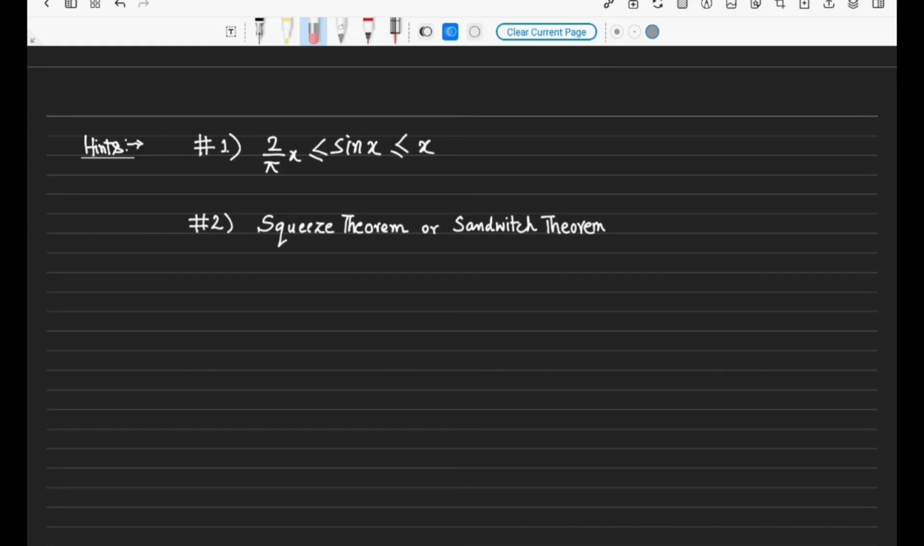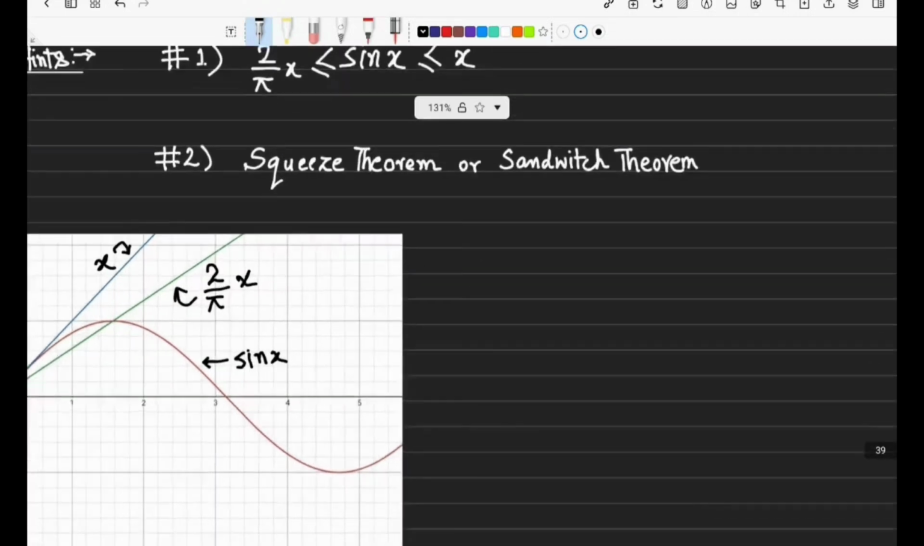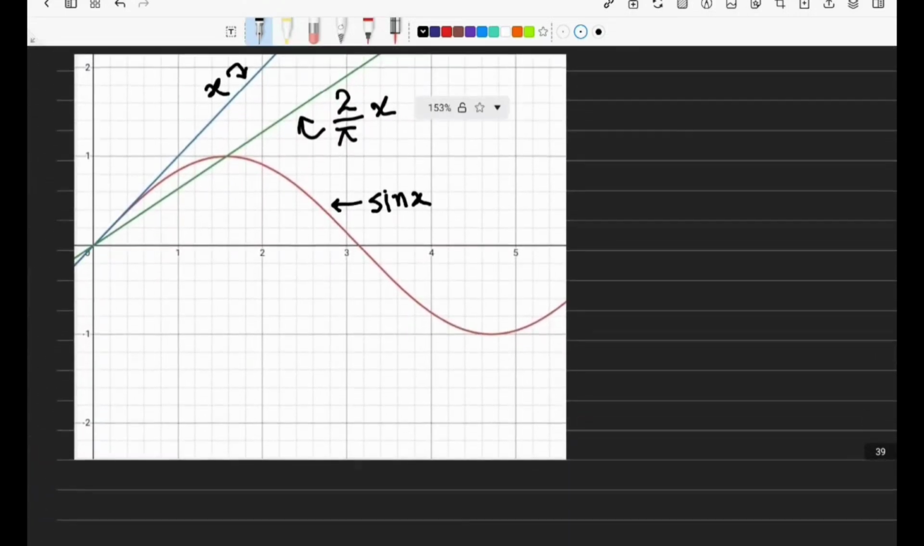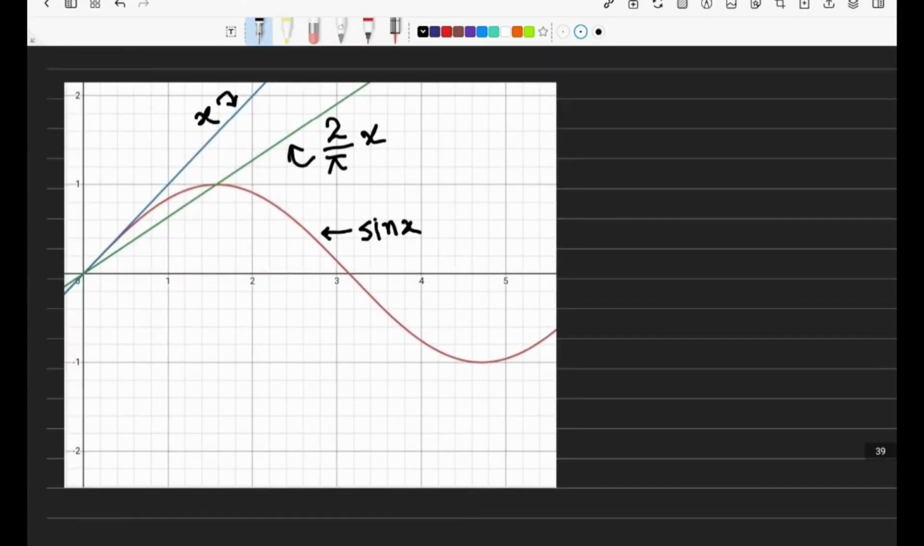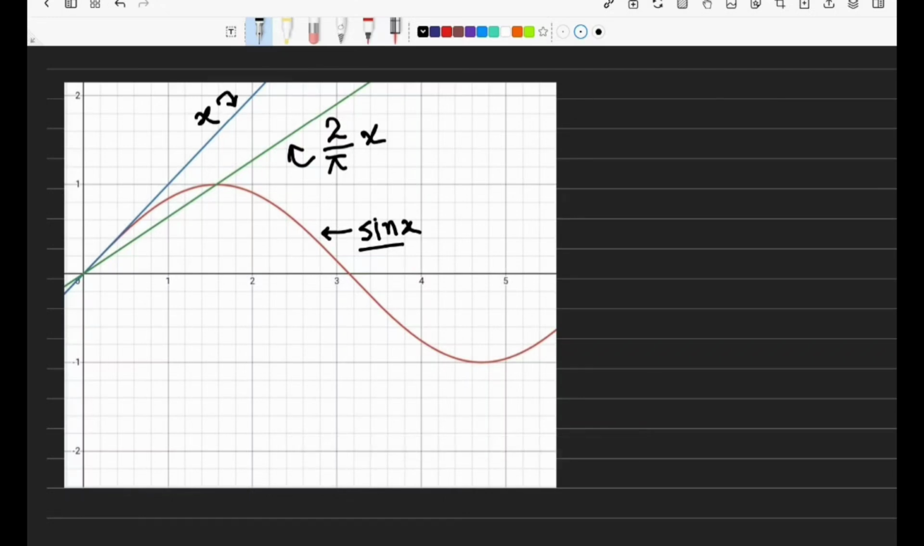So I will be sharing the graph with you all right now. So here is the graph, as you all can see. Let me magnify the graph for you all. As you can see, this is the sine x curve, as marked on the screen. This is the sine x graph, this is the 2 by pi x graph, and this is the graph of y equal to x.